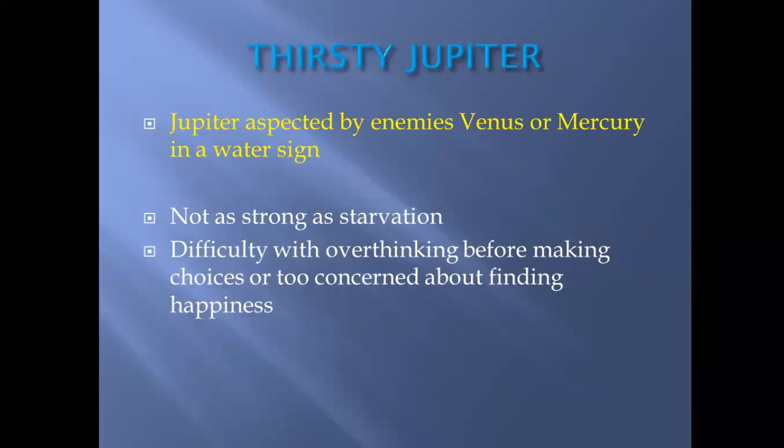Now, thirsty Jupiter. This happens when Jupiter is aspected by its enemies, either Venus or Mercury, and it happens in a water sign. So it's going to happen in either Cancer, Scorpio, or Pisces. Remember that thirst is not as strong as starvation, but they're going to have difficulty with overthinking before making choices, or they might be too concerned about finding happiness.